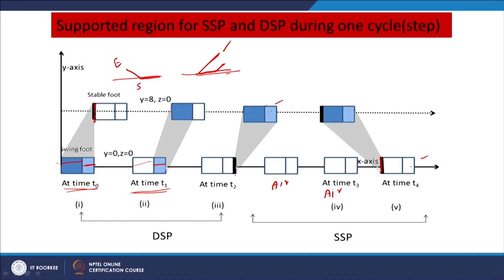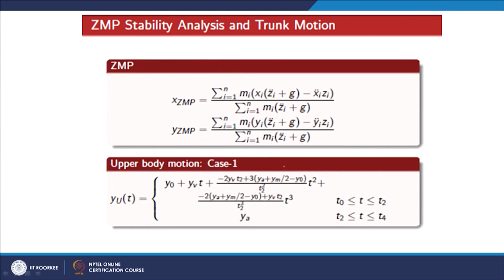Similarly, it will be repeated, and the shadow region shows the stability region where the ZMP should lie. If the ZMP lies within this stability region, then the robot will not fall. Otherwise, if it goes outside the region, then it will fall down at that particular instant of time. So, these are the calculations of ZMP.